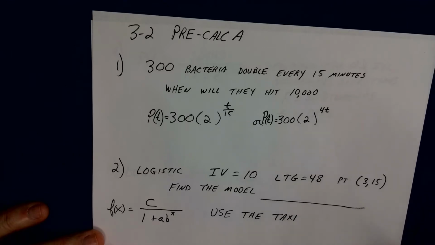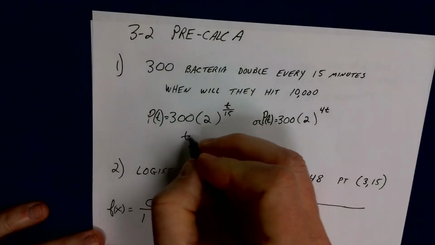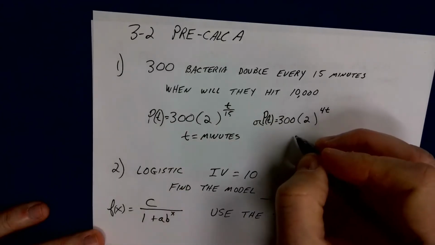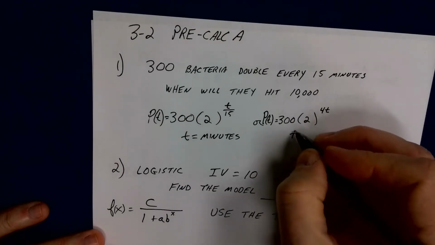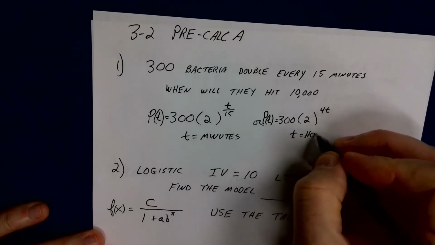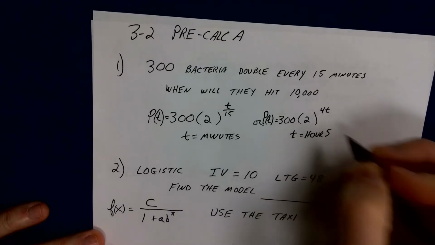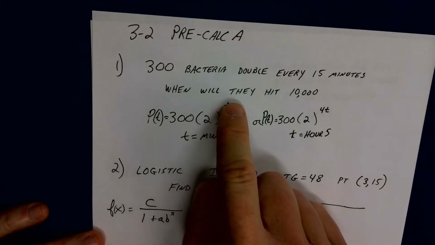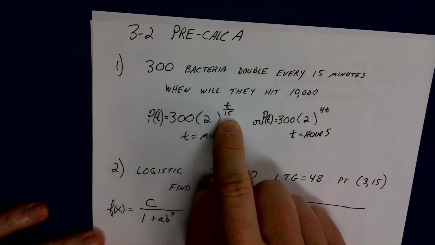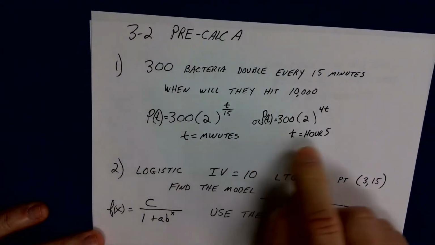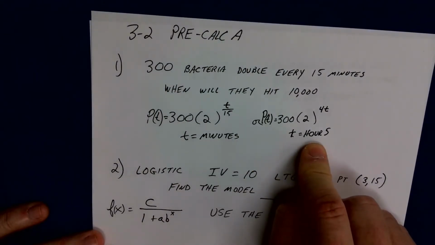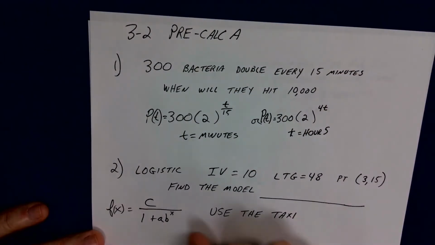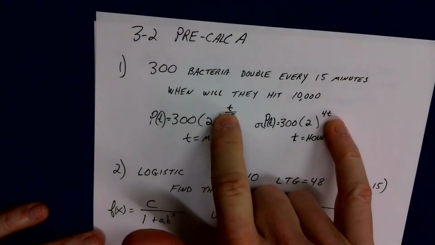But hopefully you figured out that this t is in minutes, and this t over here is in hours. Good deal? So if I knew my t was 30 minutes, I could plug it in here. 30 divided by 15 is 2, and I have an exponent of 2. Here, 30 minutes is half of an hour, so 4 times 1/2 is also 2. Depending on what the units are, I can use both of these equations differently.